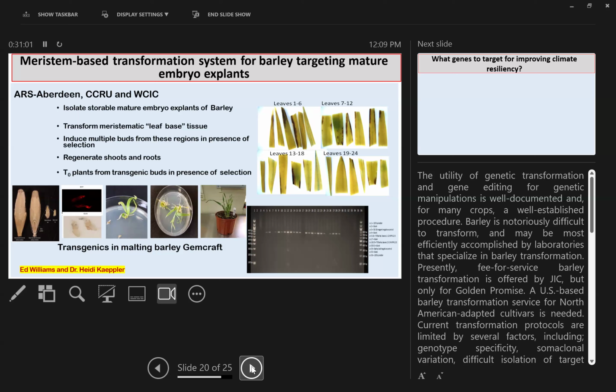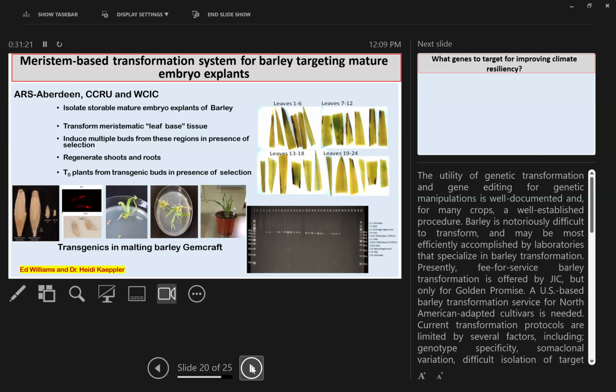What you're seeing there in the second panel is both the GUS and GFP used as a proof of principle to show the transformation is working efficiently for them. And in the end, what you're seeing is the Gemcraft plants, which were transformed with GUS. So in the proof of principle, we know that it is working.